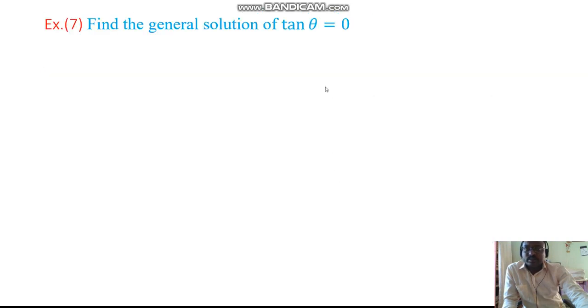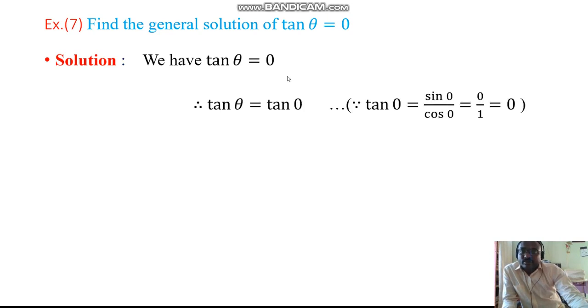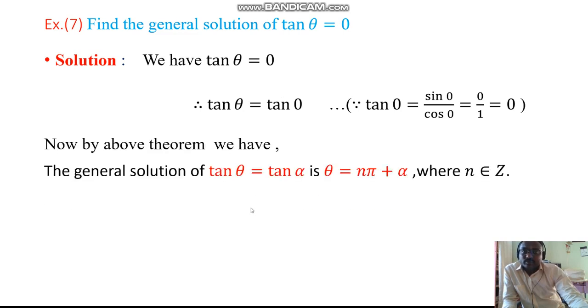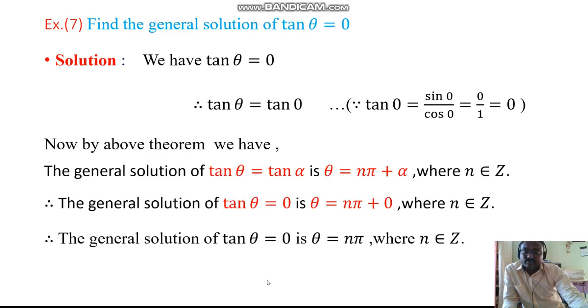Now we see some examples. General solution of tan theta is equal to 0. This is the same as tan theta is equal to tan 0, because tan 0 is 0. Now by the above theorem, the general solution of tan theta is equal to 0 is theta is equal to n pi.